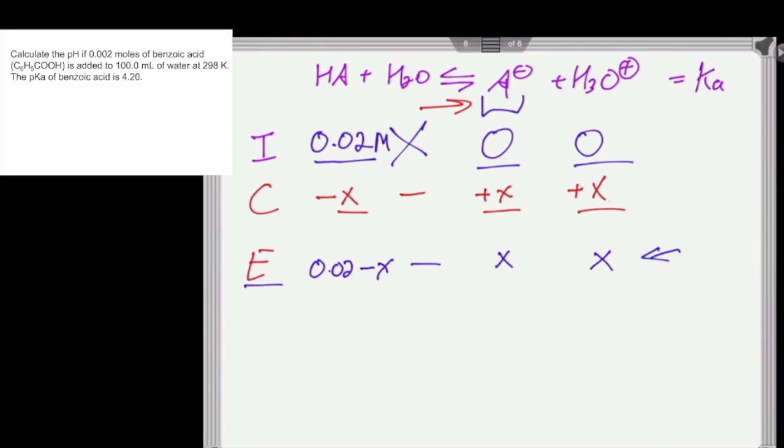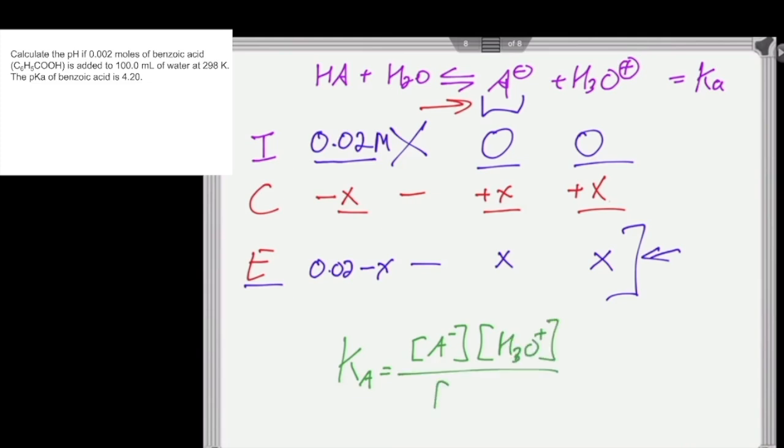That's awesome. How do we relate? Does anybody know? What's the next step? Great, I've got an expression here with X's in it. How do I relate these concentrations to each other? Plug into equation, the Ka expression, that's right. Ka is equal to the concentration of A minus times the concentration of H3O plus over the concentration of HA, which we've just given those things values. That's X, X, and 0.02 minus X.